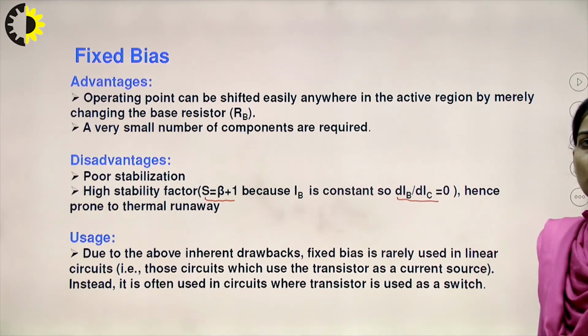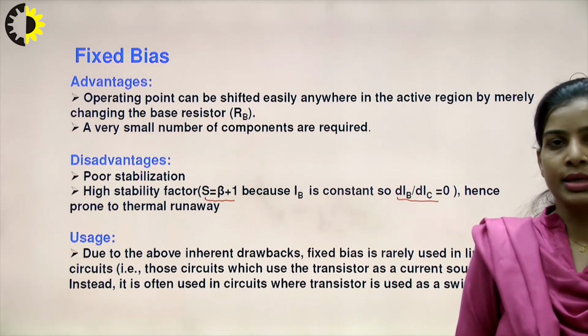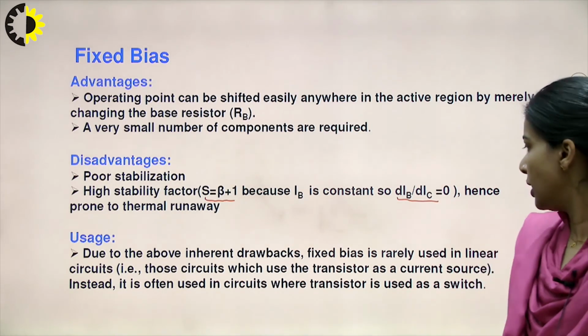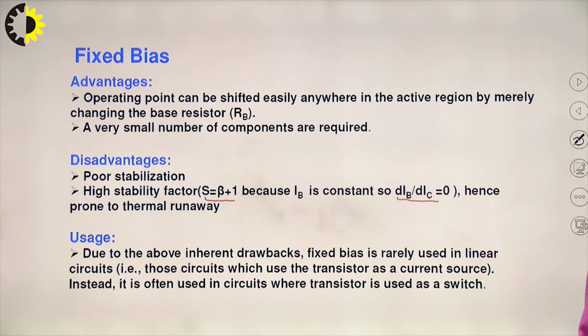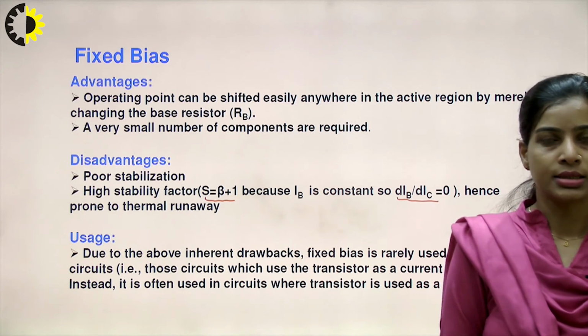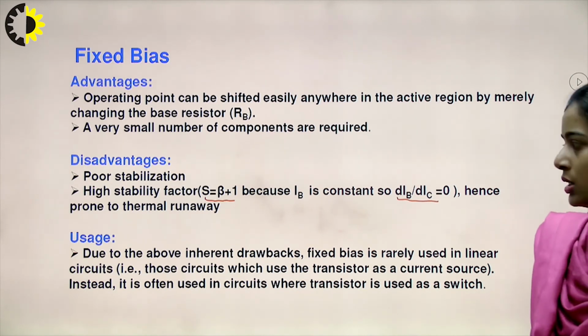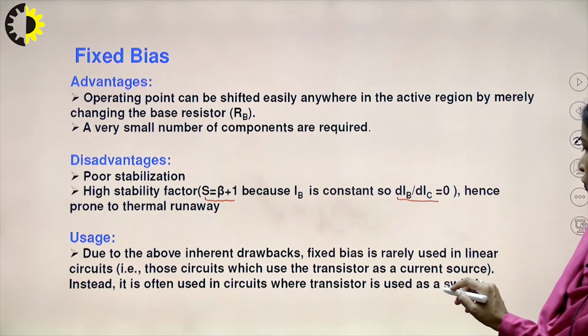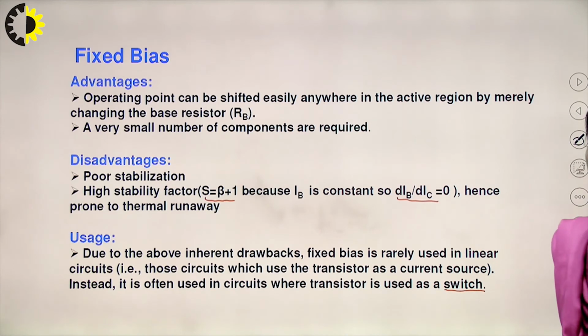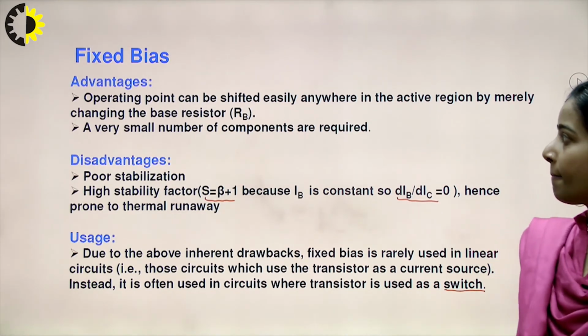Application uses of fixed bias: due to the above inherent drawbacks, fixed bias is rarely used in linear circuits, those circuits which use a transistor as a current source. Instead, it is often used in circuits where the transistor is used as a switch. So we do not use it for the linear applications of the circuit.